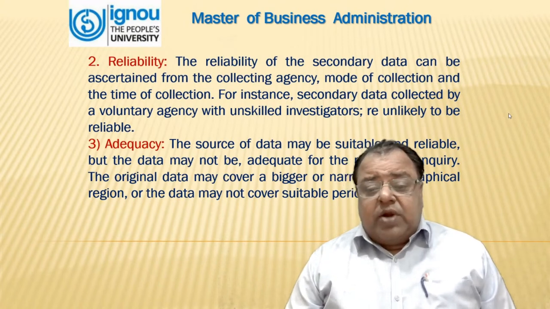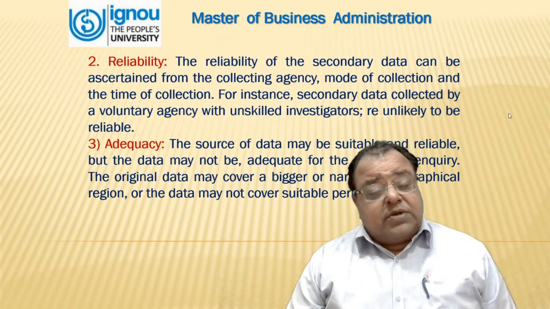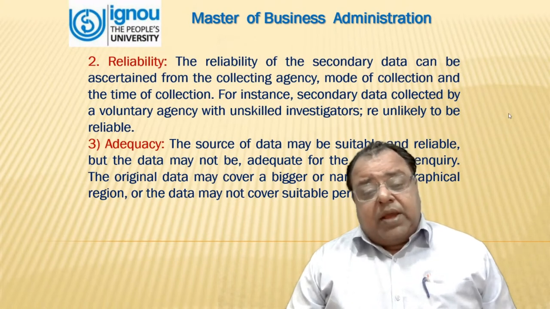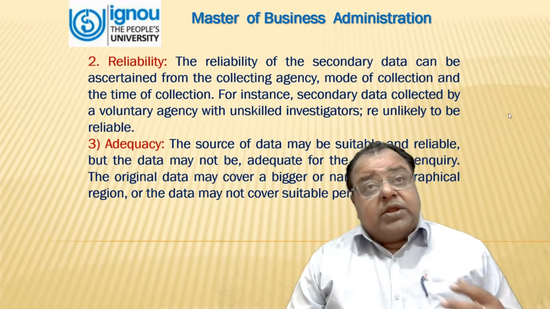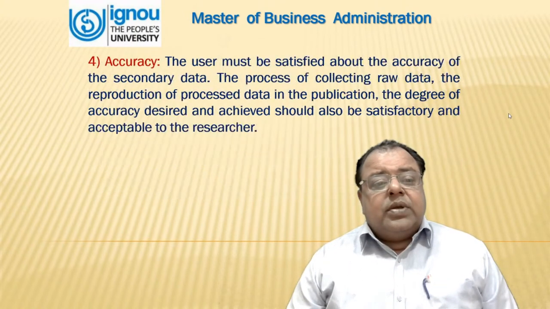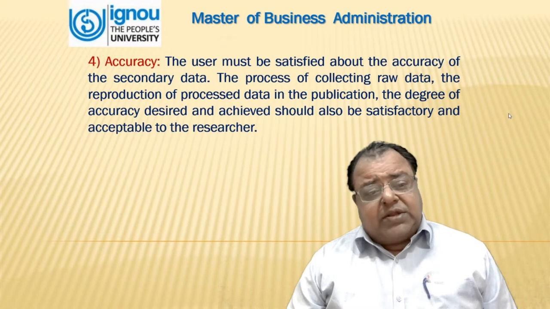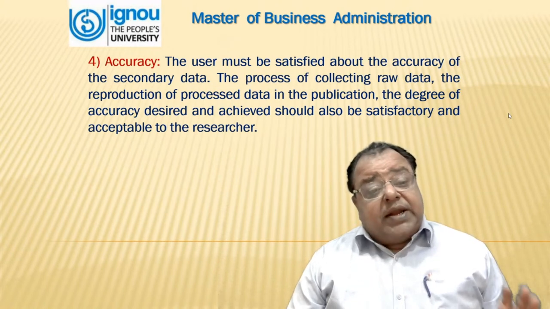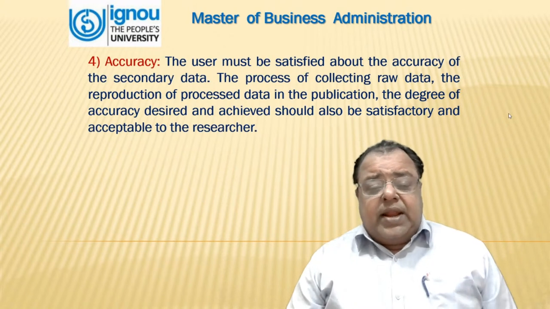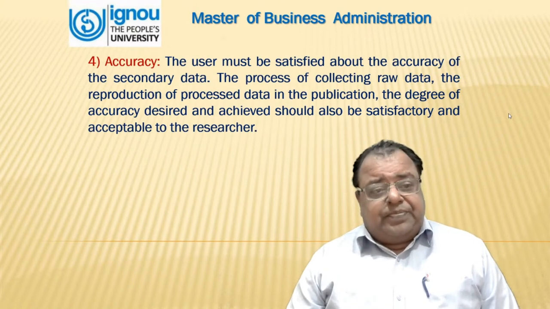Adequacy. The source of data may be suitable and reliable, but the data may not be adequate for the proposed inquiry. The original data may cover a bigger or narrower geographical region, or the data may not cover suitable periods. The fourth one is accuracy. The user must be satisfied with the accuracy of the secondary data. The process of collecting raw data, the reproduction of processed data in the publication, the degree of accuracy desired and achieved should be satisfactory and acceptable to the researcher.